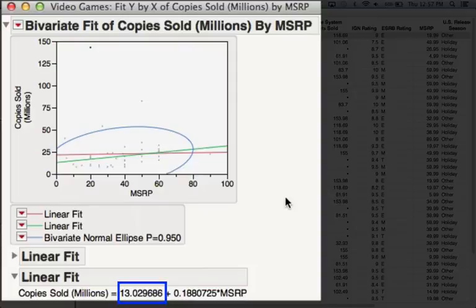In this context, a y-intercept of about 13.03 million is approximately the number of copies sold when the MSRP of the video game is $0. Though this is not feasible, it is a correct interpretation of the y-intercept in our context.